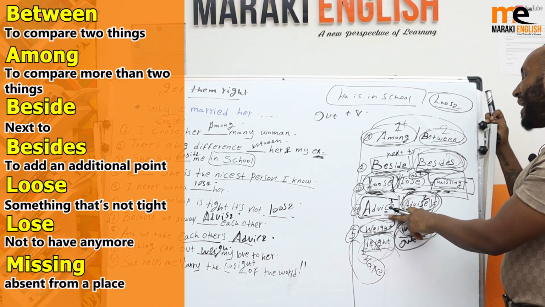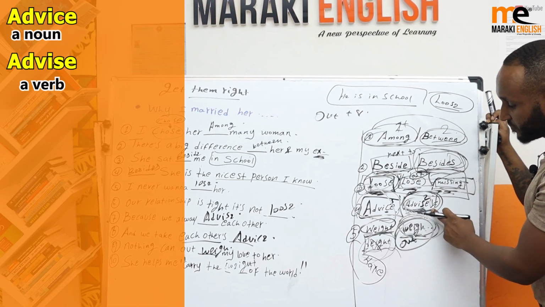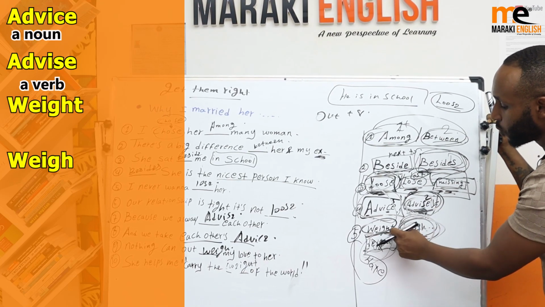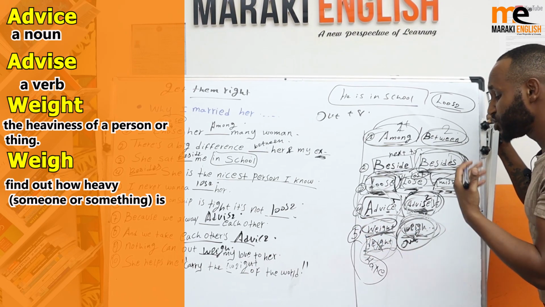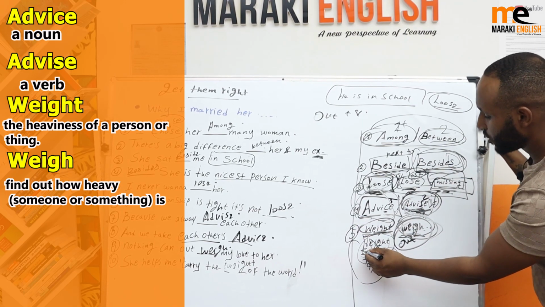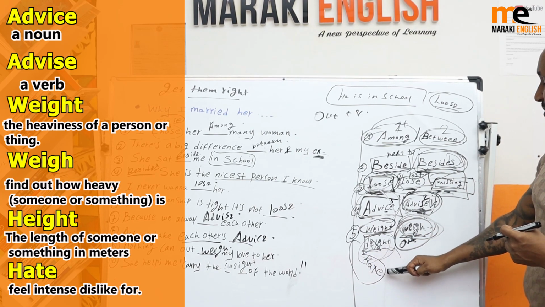So we have advice and advise. Advice is the noun, advise is the verb. Weight and weigh. Weight is the noun, okay? Like it has heavy weight. Weigh is to measure how heavy something is. And you have height. It's not pronounced hate. You pronounce it as height.